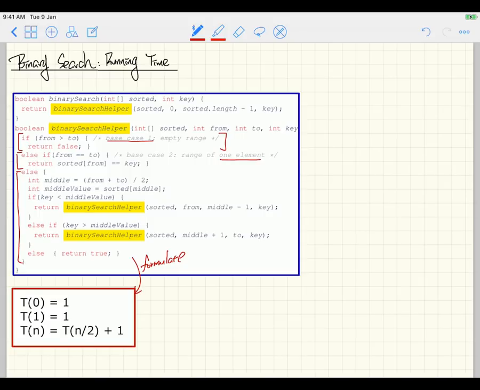So for the case where we only got 0 elements in the array, it's going to be just 1 because we just return false. It's constant. In the case where we got only 1 element in the array, so that means T1 over here, we got only 1 because we simply return this particular array indexing and some comparison. It's also constant. Whenever it's constant, you can just put 1. So what's so good about the 2 base cases? The idea is once we figure out a recursive case, we want to unfold it until we can get to the point to reach the base case.